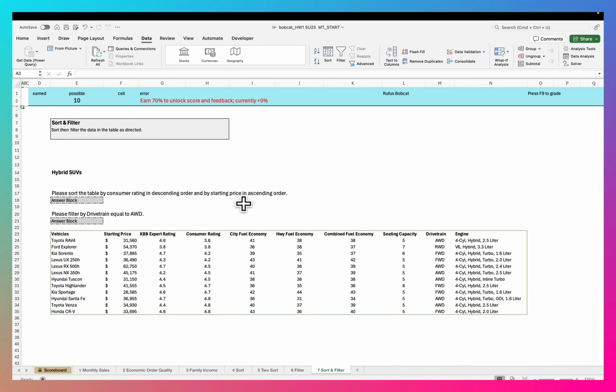And then on this page, you do a sort and filter. Make sure when you have a sort and filter together, you always do the sort before you do the filter. You can't do it in any other order.